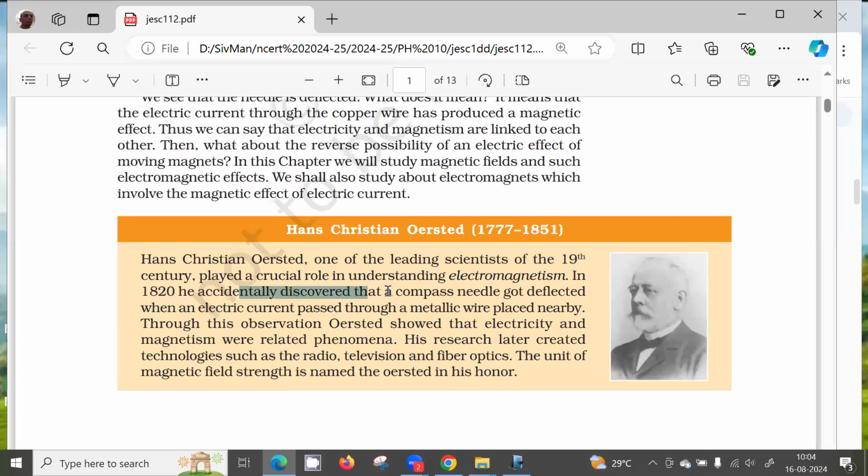Accidentally this compass needle got deflected when electric current passed through the wire placed nearby. Observations showed, okay, this is fine. Basically, I will say the conclusion here is that current is equal to a bar magnet. From that, we can get the conclusion about the source of the magnetic field.